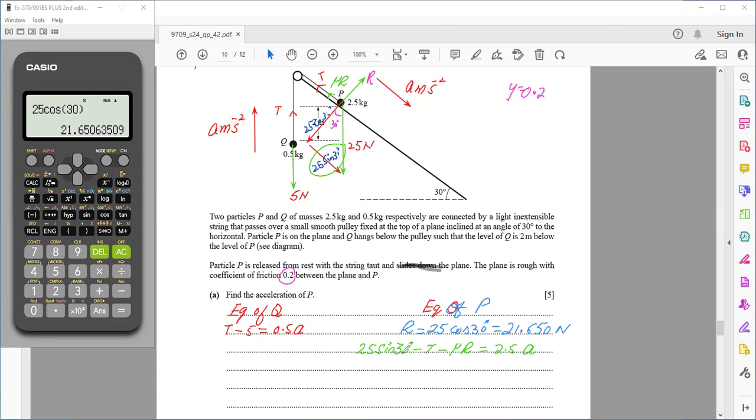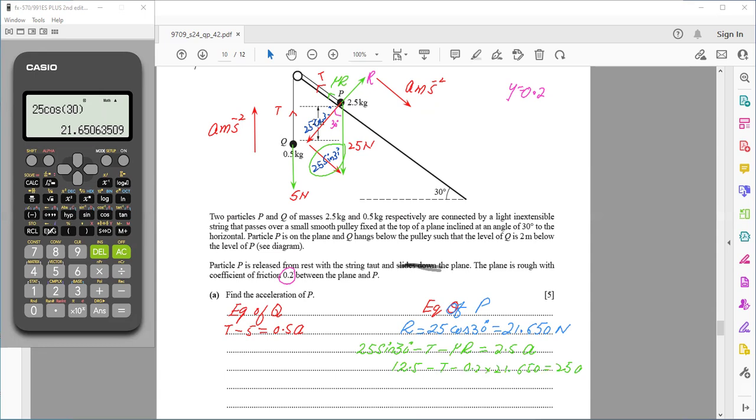So I put the values over here. 25 sine of 30 degrees becomes 12.5. Use your calculator. That becomes 12.5 minus T minus 0.2 multiplied by 21.650, that is equal to 2.5A.